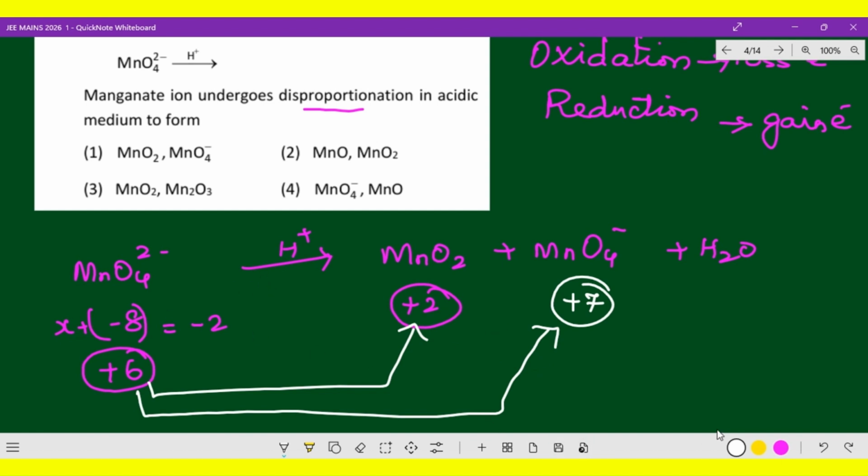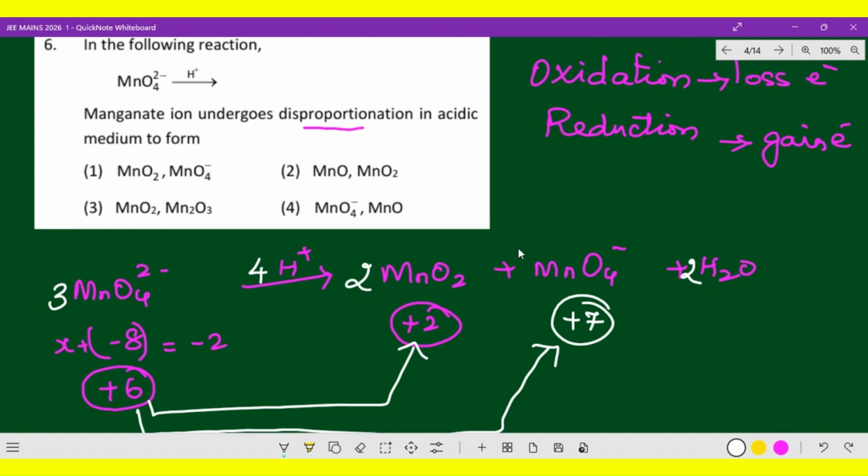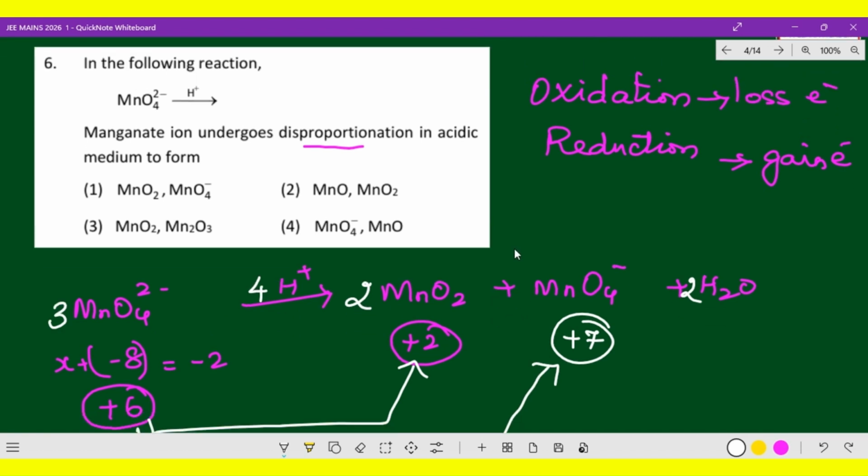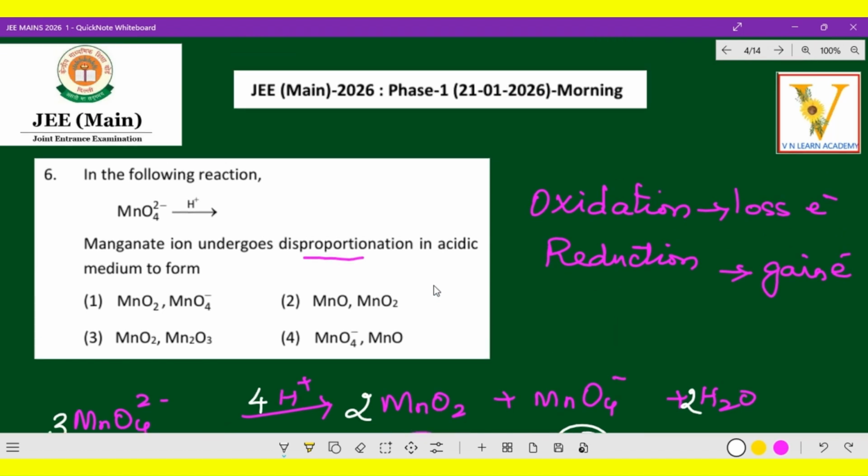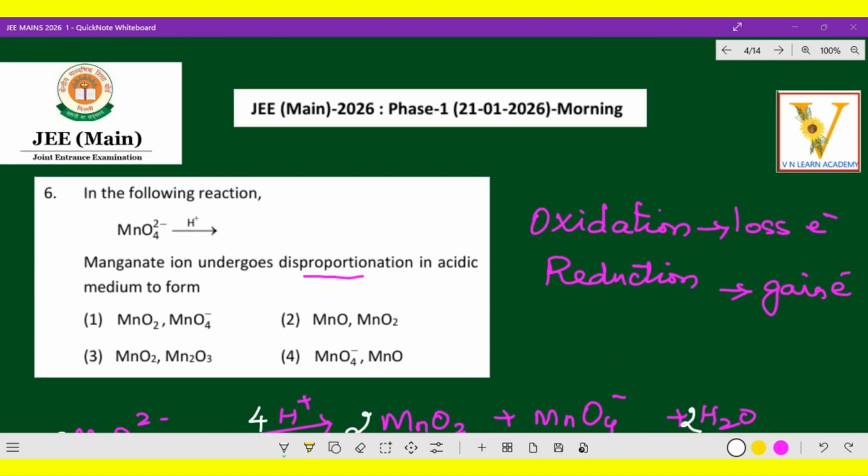Okay, now balancing that equation. Here actually 3, so you will get 2 and 2 molecules of water. 2 molecules of water means 4 H plus ions. I hope you got the clarity. And of course, the main point is disproportionation. The same component oxidizes and reduces simultaneously. One you will get in a higher oxidation state, the other in a lower oxidation state. In that way we can consider it. I hope you got the clarity about this question. Come on, let's go to the next question.